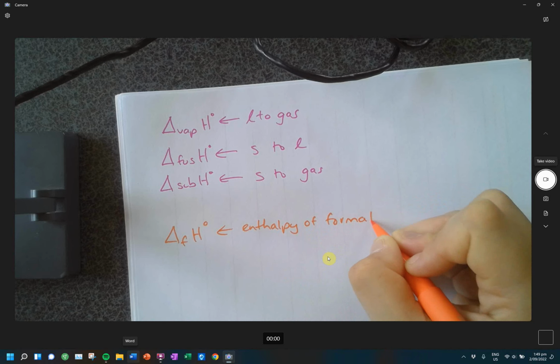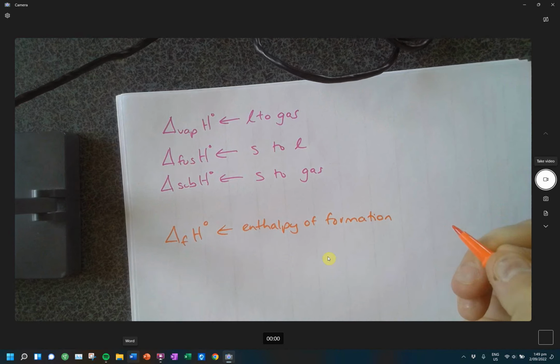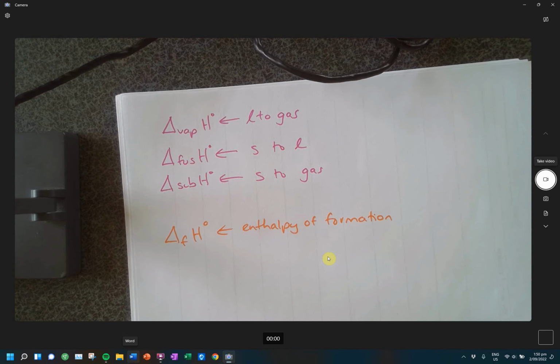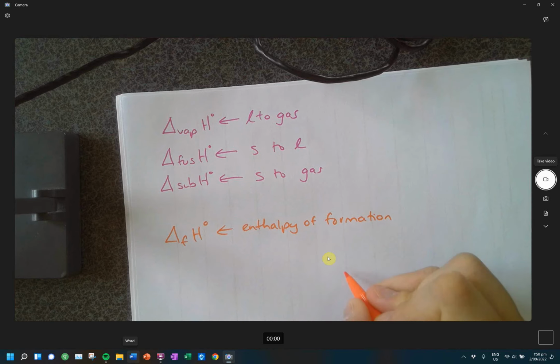What do you guys think formation means? What does form mean if I want to form something? Yeah, to make it. So literally, this is the enthalpy of making stuff. For example, if I have water, H2O, we're talking about the enthalpy required to make water.